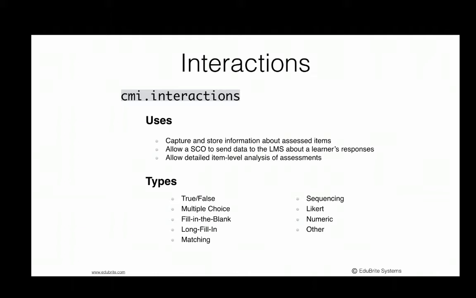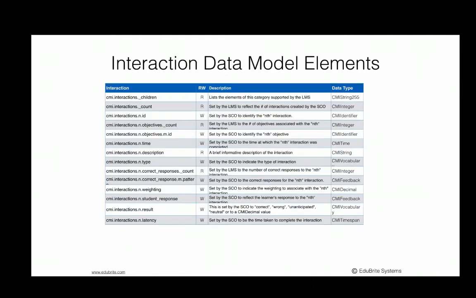Likert is your familiar survey question, where you have a scaled response of, say, 1 through 5, 1 being good and 5 being bad, or the other direction. Or it could be a different scale of 7 or whatever. Numeric is where you're asking for an integer, and it might be a question such as how many months are in the year, in which you're expecting a numeric answer. And then other. So these are the interaction data model elements.